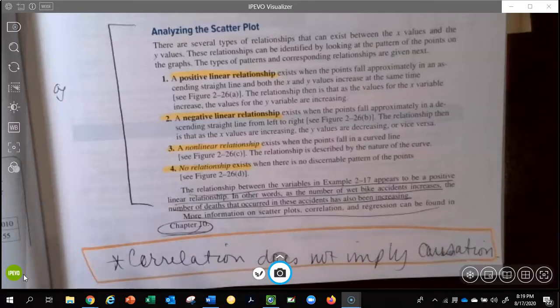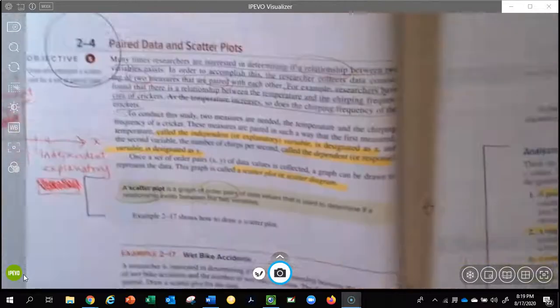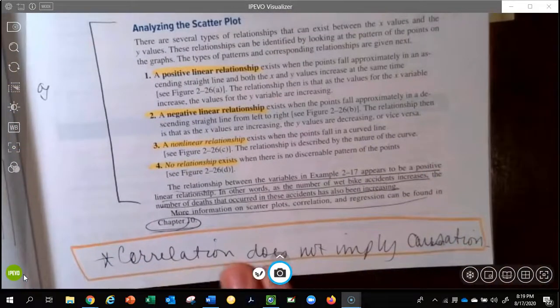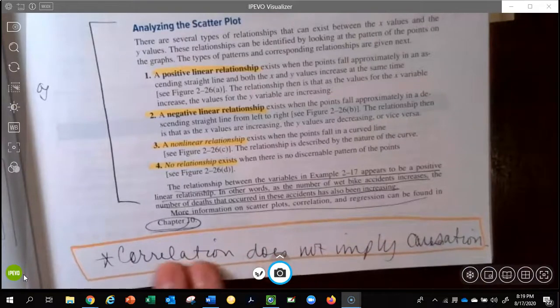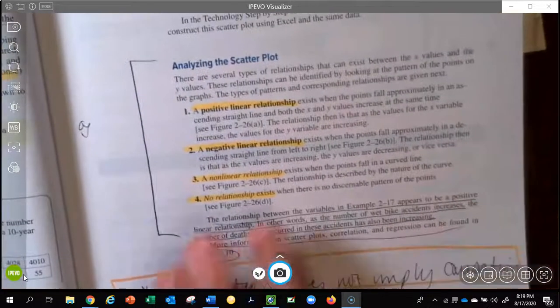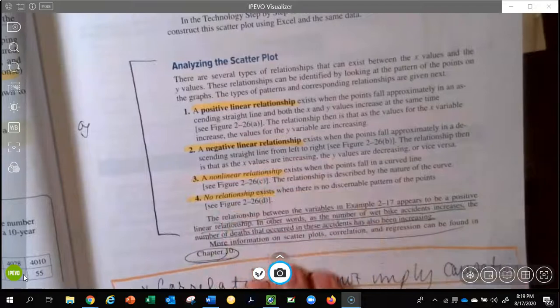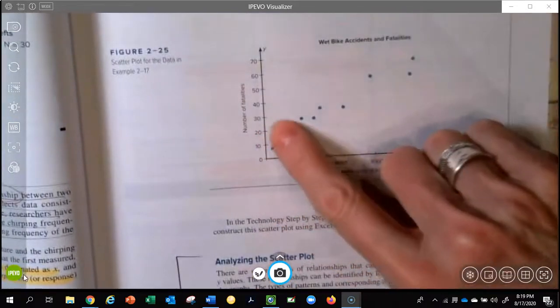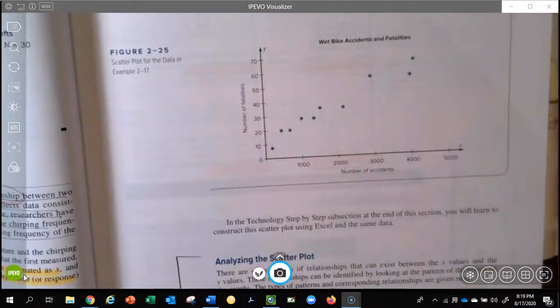For right now, you and I are talking about paired data and scatter plots. We are going to note in a big way that correlation does not imply causation. But we're going to talk about these scatter plots. They can have positive, linear, looks like this one. Like it appears to be going up in a line. The dots are not connected.